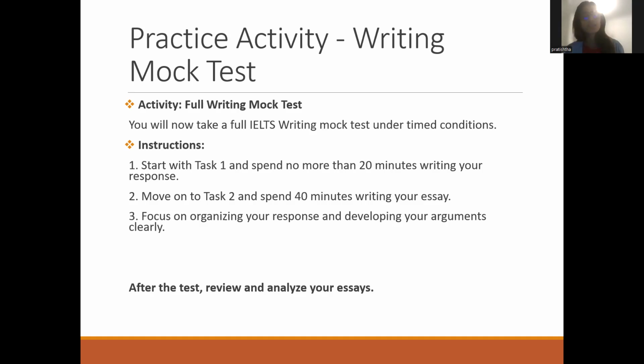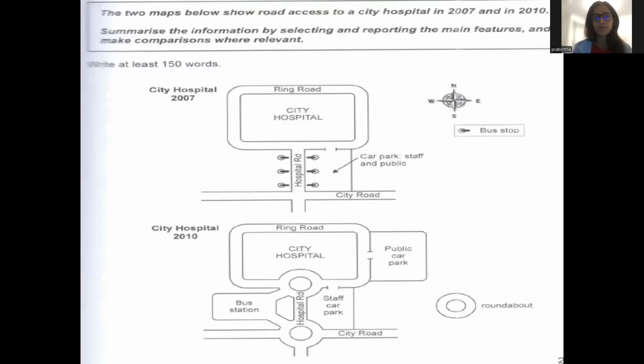The writing test is essentially: you start with task 1 and you spend 20 minutes on that task. After that, you move to task 2 and you spend approximately 40 minutes on that task, right? And that's pretty much it.